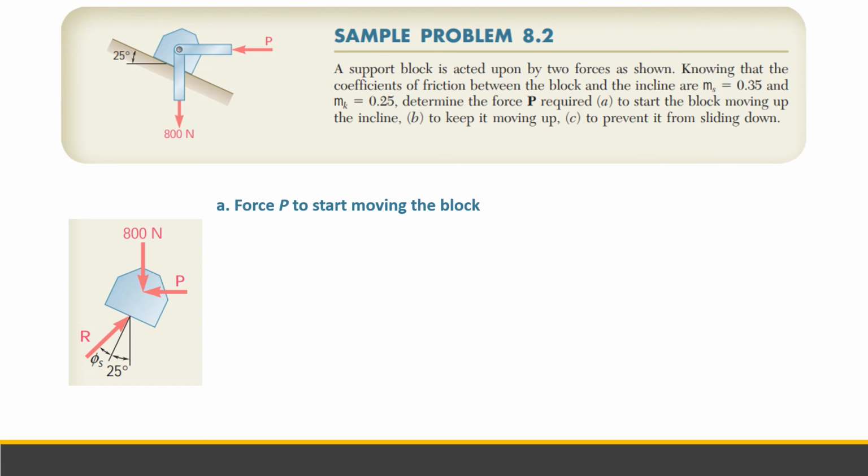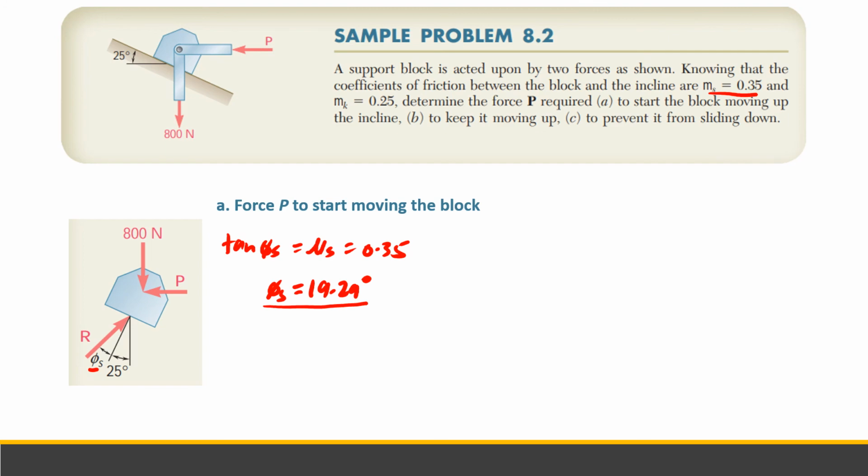Okay, so the formula for the angle of static friction is tangent phi s equals mu s. We have mu s, so we can solve for phi s. This is equal to 0.35. So tangent inverse of 0.35 is equal to how much? That is 19.29 degrees. So that is phi s.